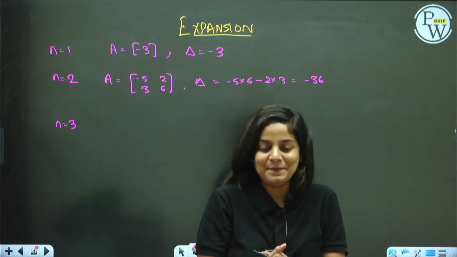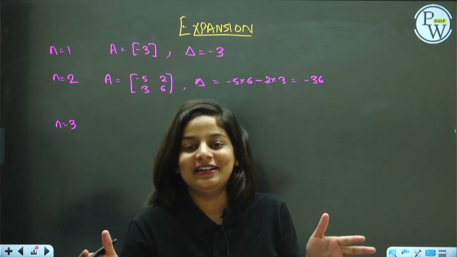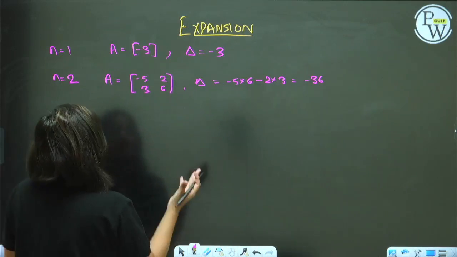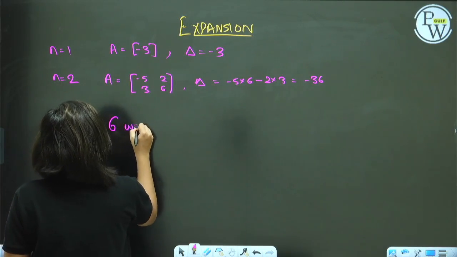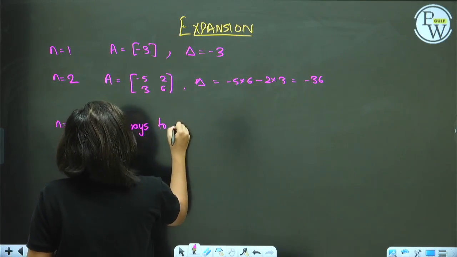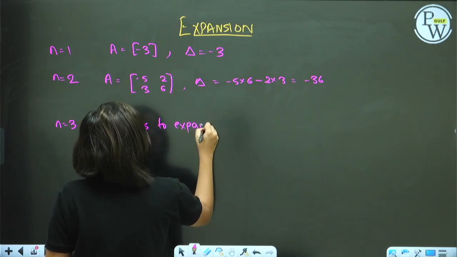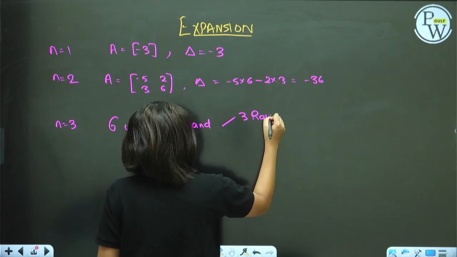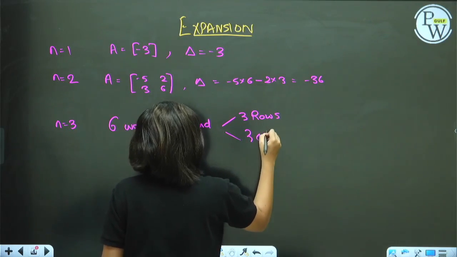But when it comes to order 3 expansion, how many ways can you expand the given determinant of order 3? In physics, we have done expanding a determinant a lot of times. There are 6 ways to expand a given determinant of order 3. That means by 3 rows, R1, R2, R3 and 3 columns, isn't it?